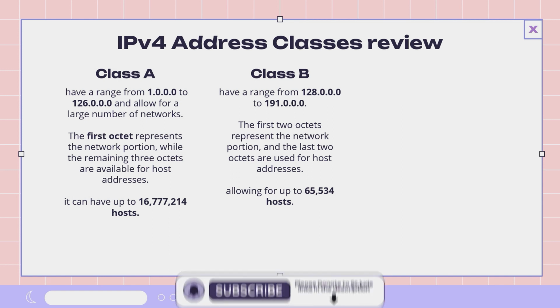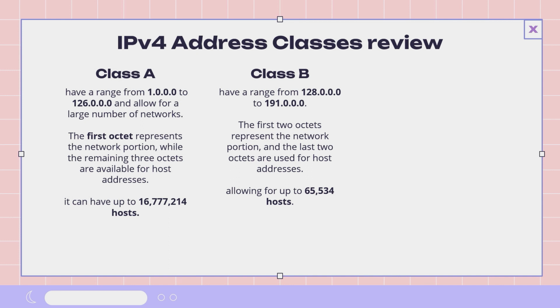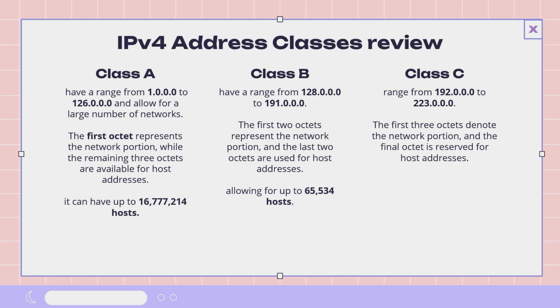Class C addresses range from 192.0.0.0 to 223.0.0.0. The first 3 octets denote the network portion, and the final octet is reserved for host addresses. An example of a Class C network address is 192.168.0.0, which can have a maximum of 254 hosts.